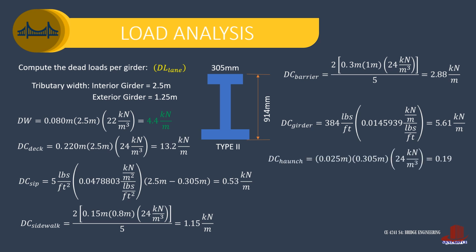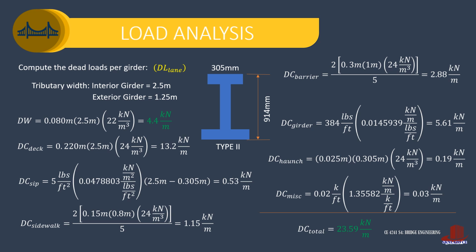We place a standard haunch for each girder, and that would be 1 inch multiplied by the top flange width, then concrete unit weight, and have 0.19 kilonewton per meter. Although the figures have already been rounded up, it would be safe to add a dead load of 0.02 kip per foot for other bridge amenities like the lightings and the railings. This is taken as 0.03 kilonewtons per meter. Take the summation of the loads on the deck and arrive at 23.59 kilonewtons per meter.